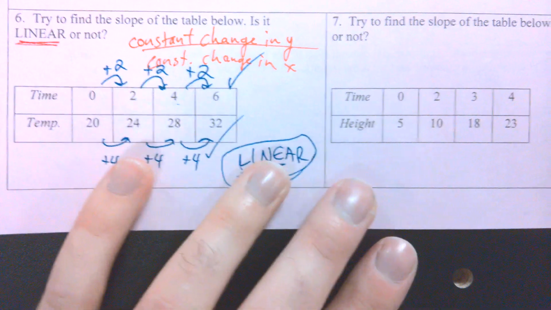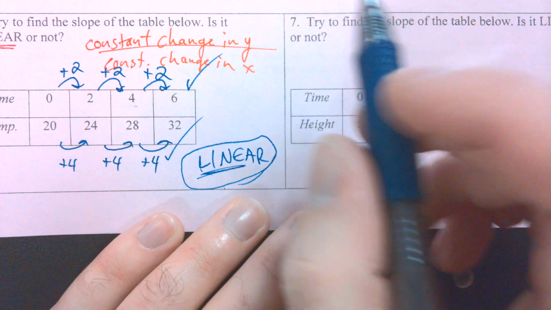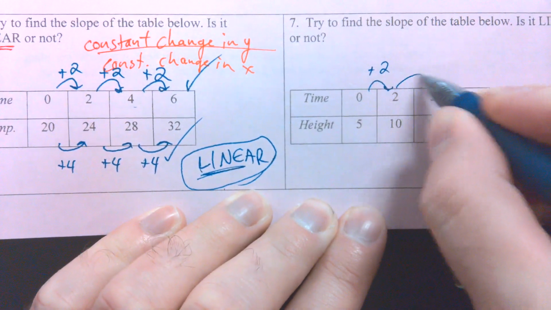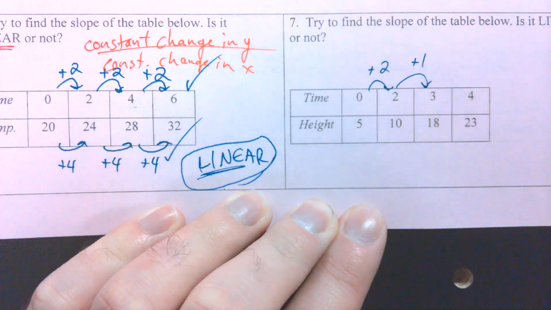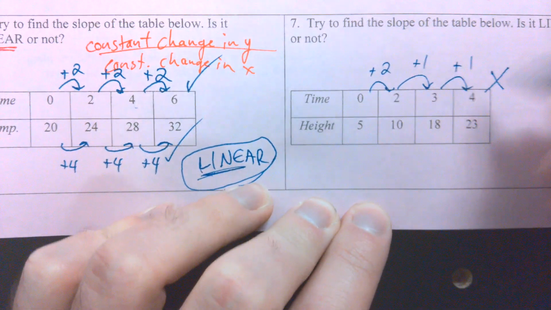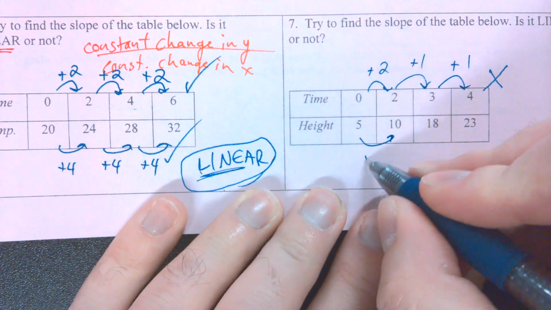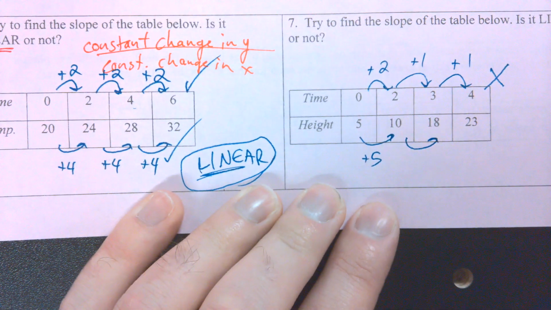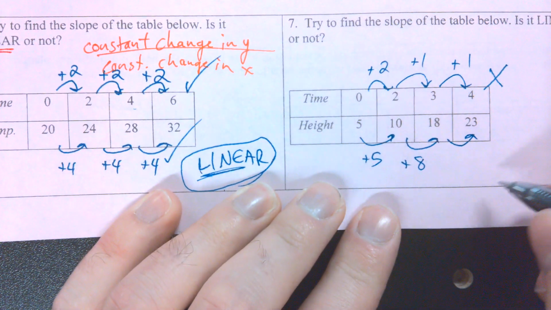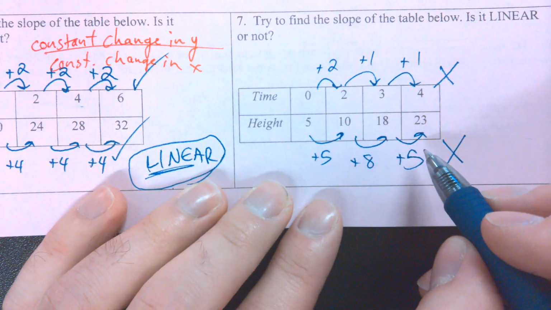Now that we know that, let's look at number 7. For number 7, how would we get from 0 to 2? Plus 2. What about from 2 to 3? Plus 1. What about from 3 to 4? Plus 1. So right away, that doesn't work out. But let's check the bottom. How do we get from 5 to 10? Plus 5. What about from 10 to 18? Plus 8. And from 18 to 23? Plus 5. Is that a constant change on the bottom? No. Definitely not. Those are all different numbers.